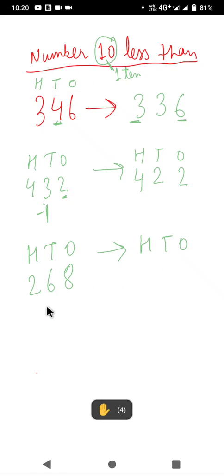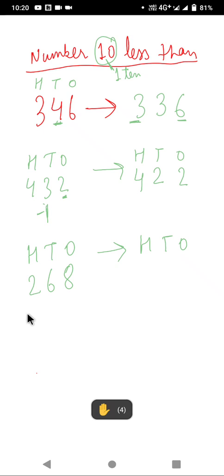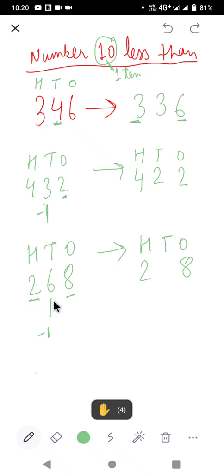258. Very good. So what I told students, we are finding 10 less than, so we change the tens place digit only. The hundreds place digit and the ones place digit will be the same. The hundreds place digit is 2 and the ones place digit is 8. We only have to subtract 1 from the tens digit, 6. So 6 minus 1 is 5. 258. This will change only.